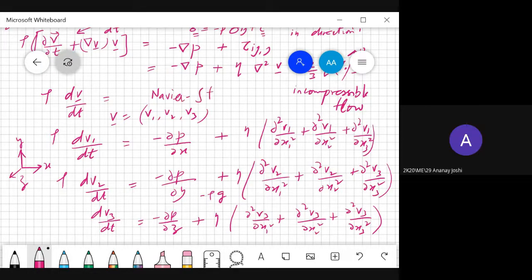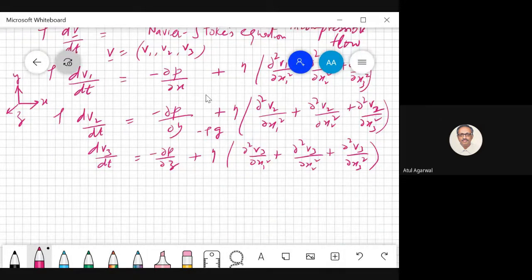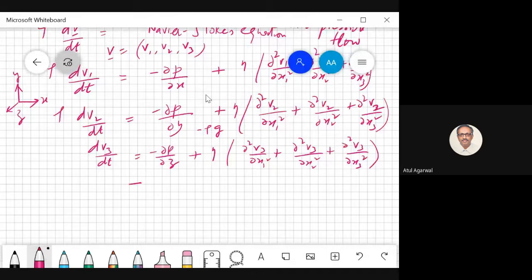Excuse me, sir. In the second equation, the last term, is it v3 or v2? Like del square. Okay, it is del square v. You have pointed it out correctly. Del square v means basically the Laplacian of vector v. So you are having an operator.